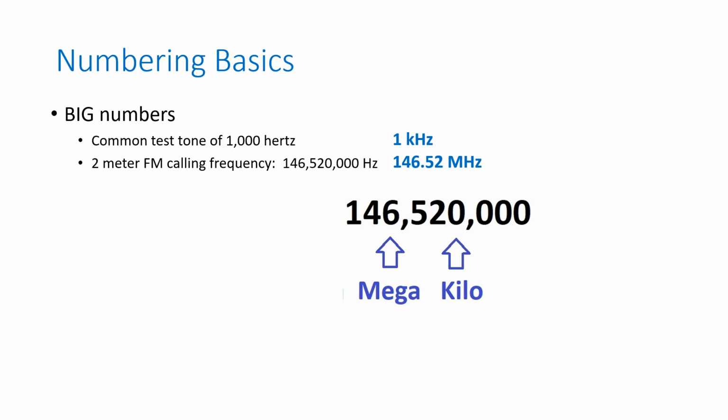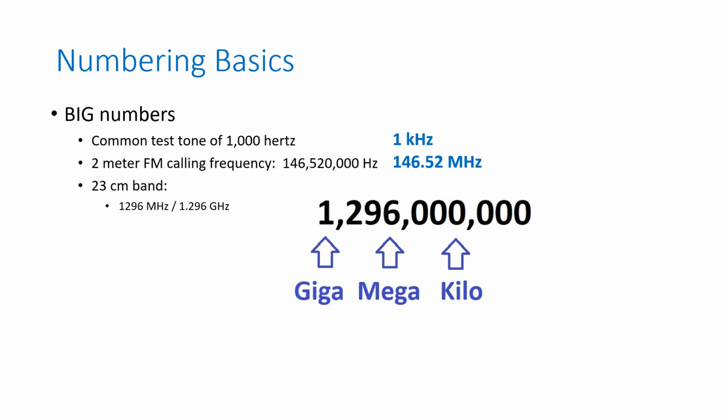Mega means 1,000,000. Kilo means 1,000. There's one other big prefix you'll want to think about. We have a band at 23 centimeters, which is centered around the common frequency of 1296 megahertz, which is also 1.296 gigahertz. So also think in gigahertz.